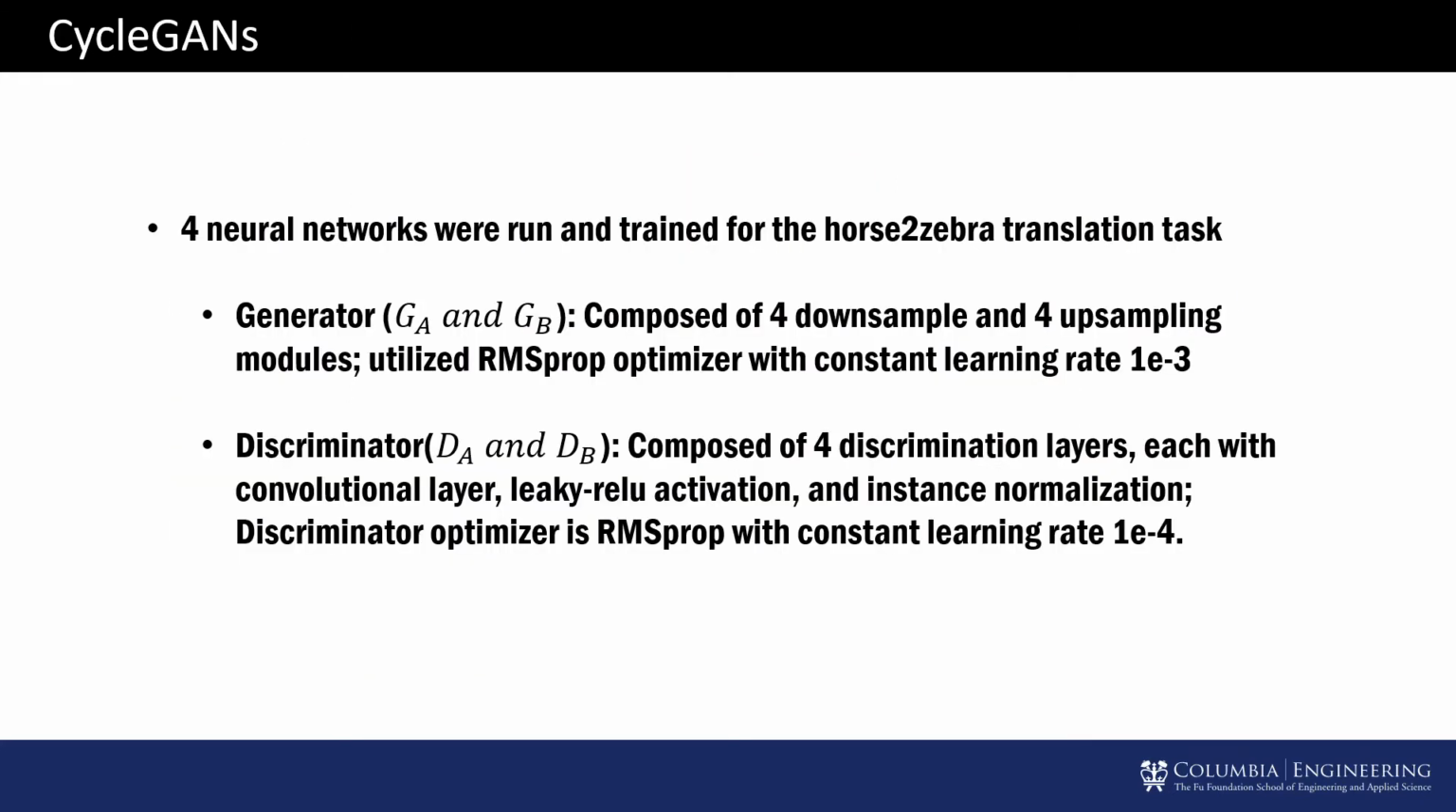So moving on to our unsupervised approach, the first one we experimented with was CycleGANs. And as stated before, we're using 4 neural networks, 2 generators and 2 discriminators. Our generators are composed of 4 downsampling and 4 upsampling modules, utilizing the RMSprop optimizer with a constant learning rate of 10 to the negative 3. And our 2 discriminators are composed of 4 discrimination layers, each with a convolutional layer, a leaky ReLU activation, and an instance normalization. The discriminator optimizer is also RMSprop, but with a constant learning rate of 10 to the negative 4.